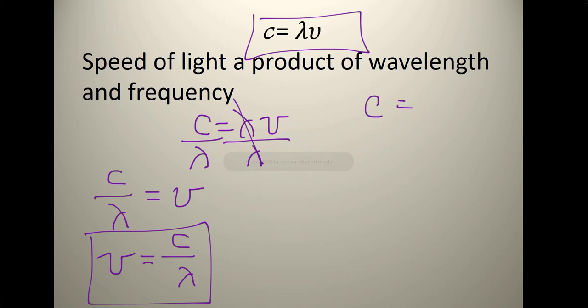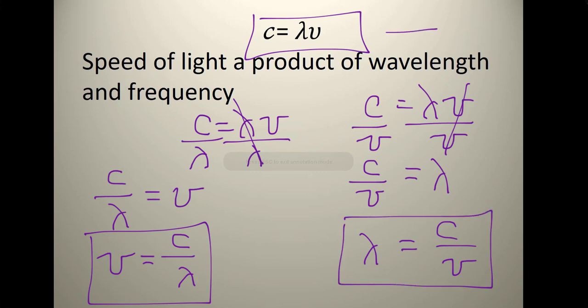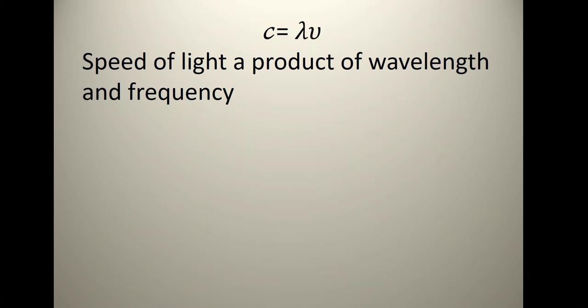You also could solve for the wavelength. So maybe the wavelength is unknown, but you know the frequency. So I'm going to divide each side by the frequency. So you would cancel that out, and I would have wavelength is equal to the speed of light divided by the frequency, or I could flip that around. So this is one equation, one formula that I can manipulate. So I can solve for the frequency, or I can solve for the wavelength, depending on what is needed.